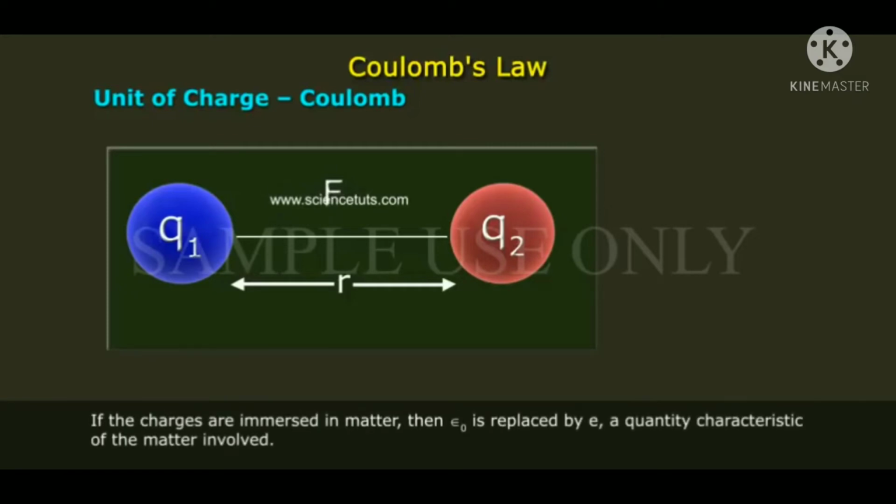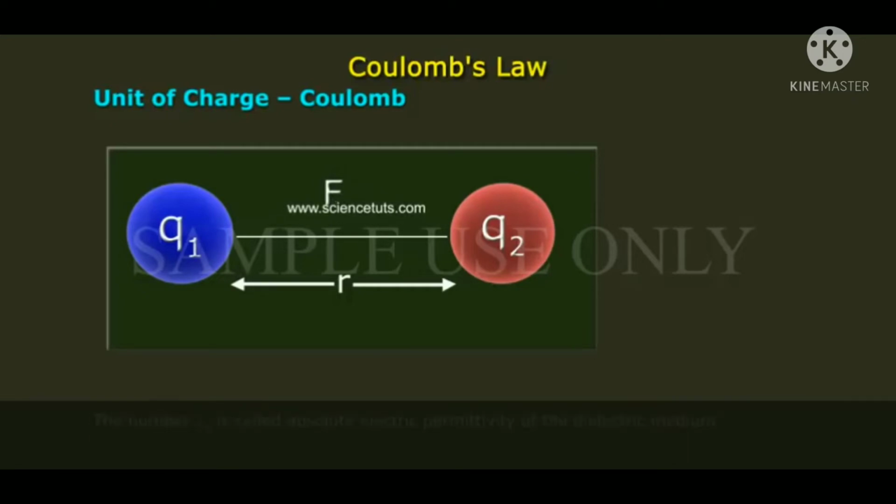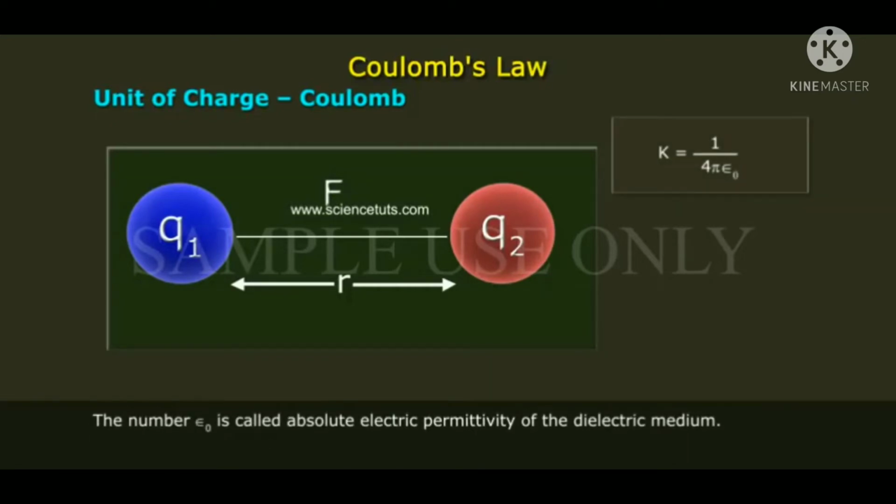B. If the charges are immersed in matter, then epsilon naught is replaced by epsilon, a quantity characteristic of the matter involved. Then K is equal to 1 by 4 pi epsilon. The number epsilon is called the absolute electric permittivity of the dielectric medium.